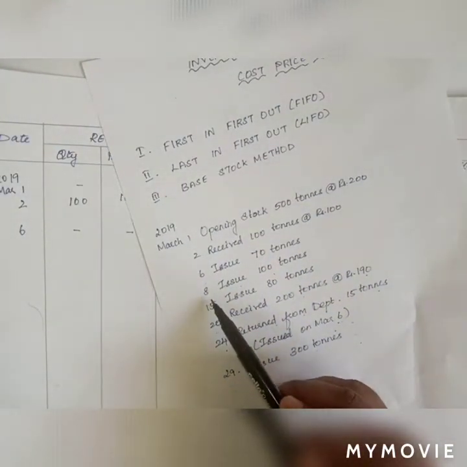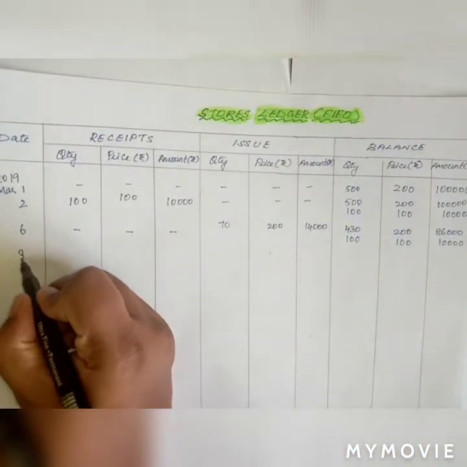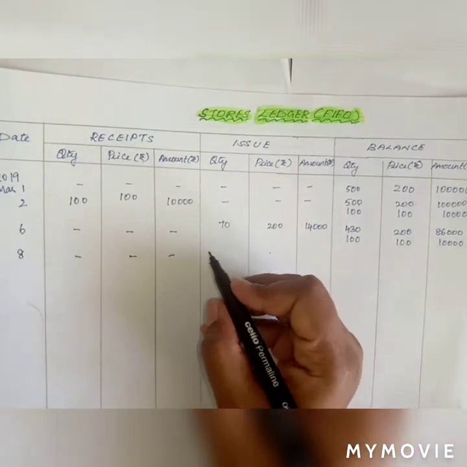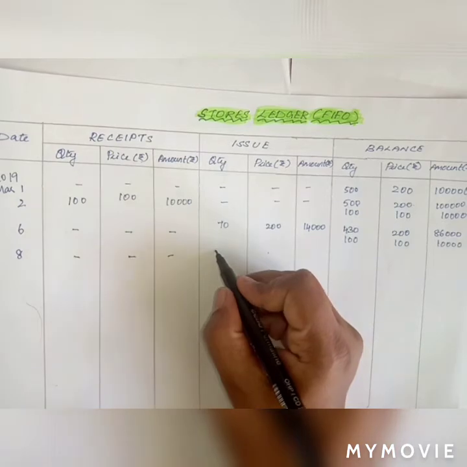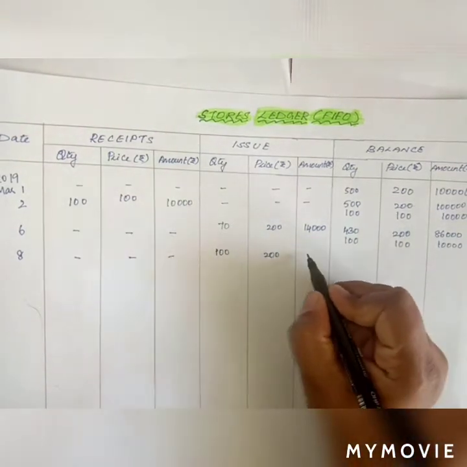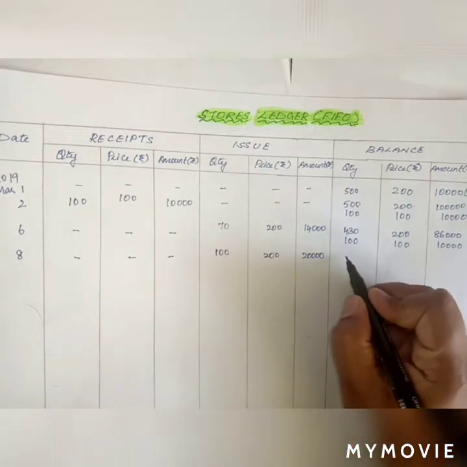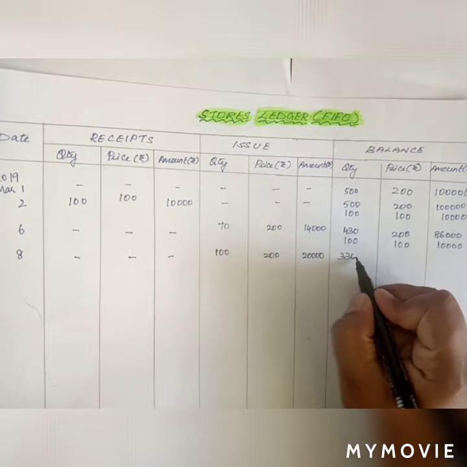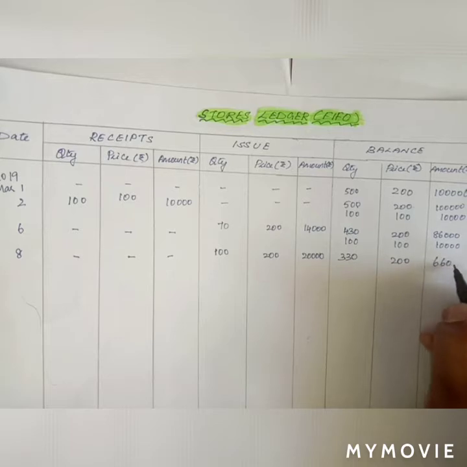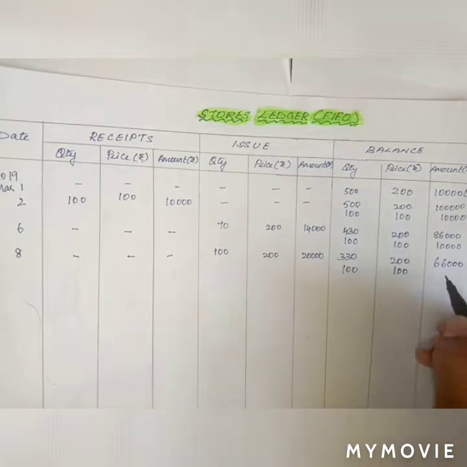Now on the 8th, there is an issue of 100 tons. Again there is an issue. So we'll take this particular pricing, 200. Therefore, it is 20,000. Out of 430, 100 tons has been issued again. So the balance is 330 tons at 200 rupees each, which comes around 66,000. And this 100 tons has not been utilized, therefore we'll record it again.